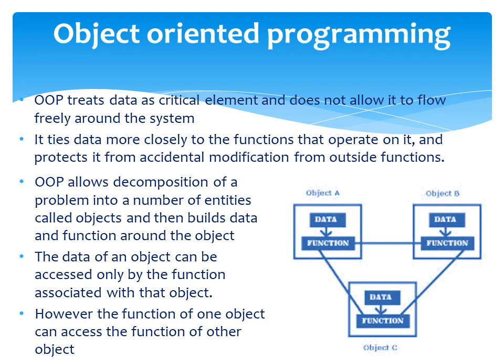Next, object-oriented programming allows decomposition of a problem into a number of entities called objects, and then binds data and functions around these objects. This means that before developing software, it is divided into a number of small units called objects, and the data and functions that are relevant to that object are bound within that object.